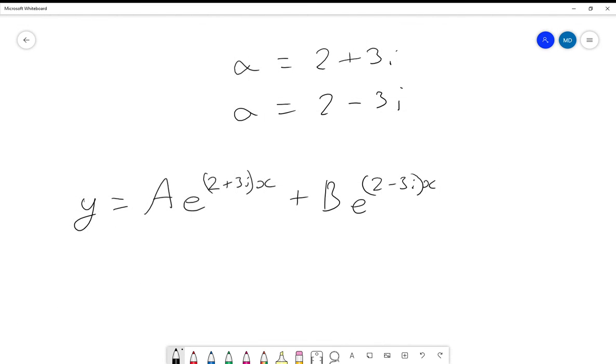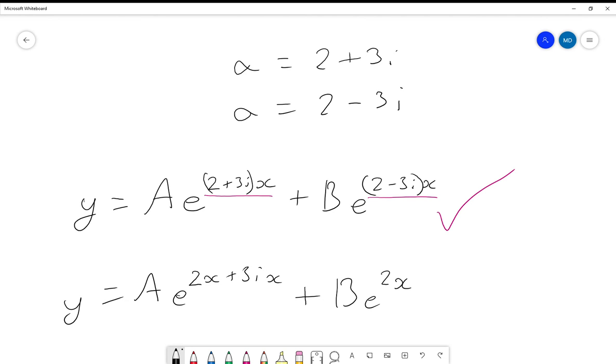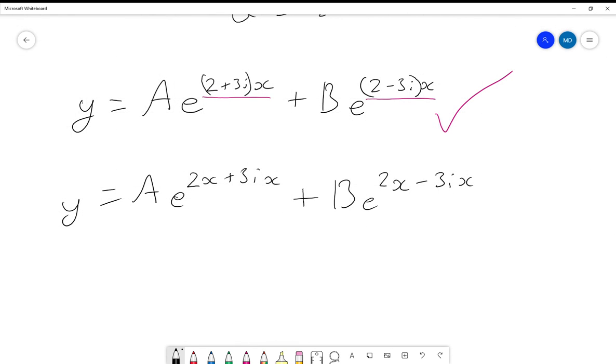And now you can actually just leave it at this. This is actually correct. This is a valid answer. But it's really, really awkward, and you'll find that often a and b might actually be imaginary numbers, despite the equation originally being entirely real. And we kind of want to get all the imaginary numbers out of there. So what I'm going to do is expand these brackets. And I'm going to get y is equal to a e to the 2x plus 3ix plus b e to the 2x minus 3ix. And then I'm going to apply my laws of indices.